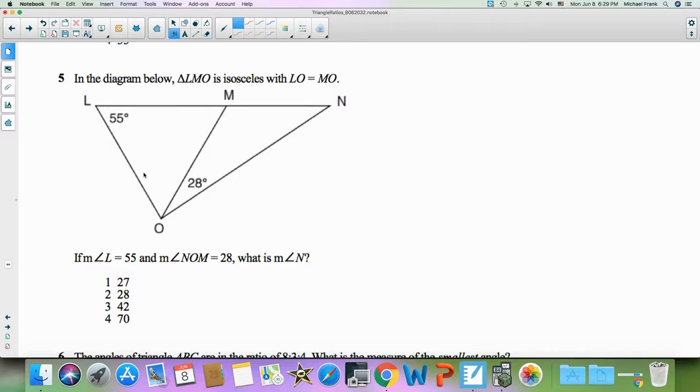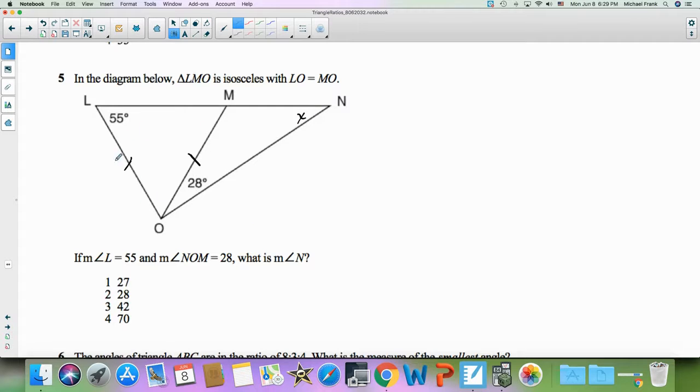Number 5. In triangle LMO, which is isosceles, this one right here, with LO and MO being the same. If angle L is 50 degrees, and everything else is given there, find the measure of angle N. Here's our ultimate goal right there.